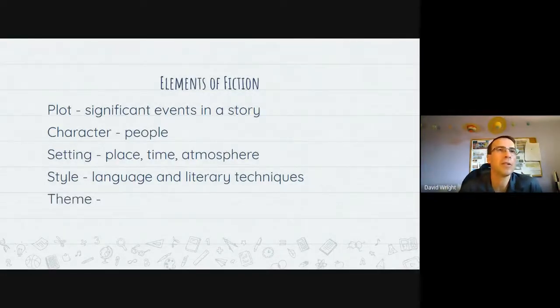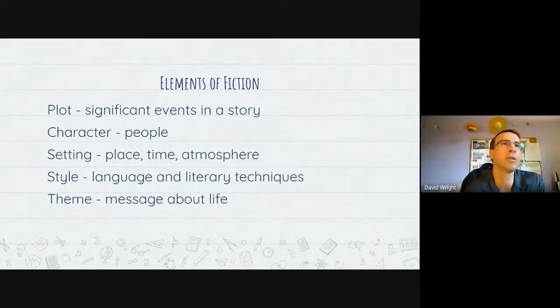Now, the fifth element of fiction is theme. You probably heard the word before, but again, in literature, it has a very definite meaning. We call it the message about life that the story teaches. I wouldn't say that some stories don't have a theme, but not in all stories is the theme that important. But many stories, and in fact, I'm probably going to say most stories, theme actually is very important to the story. And in some stories, it's the entire purpose of the story.